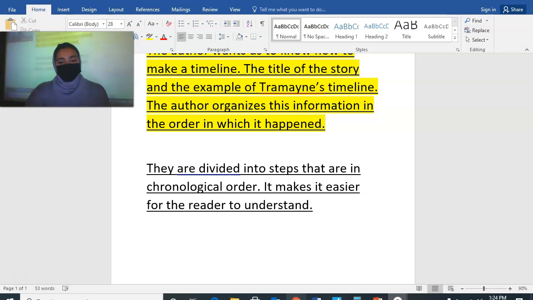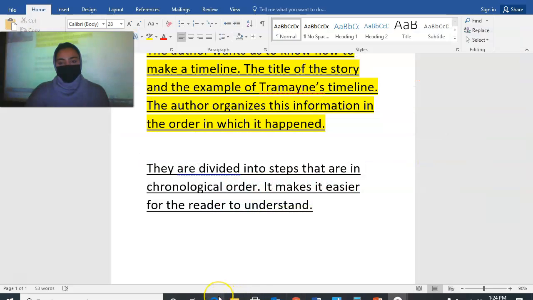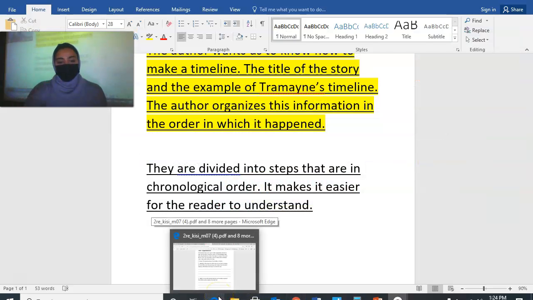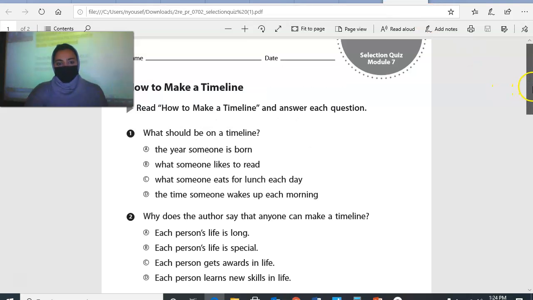Okay, once you're done writing this down, the last part is you are going to go ahead and take the quiz, how to make a timeline. It is located in your reading packet. It looks like this. It's 5 questions, not very hard. Okay, and that's all we're doing for HMH today.